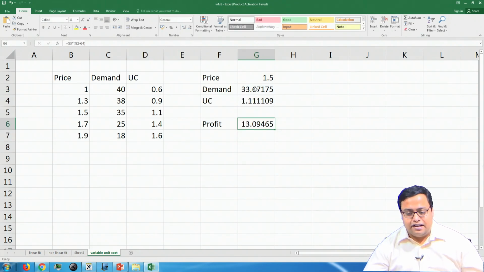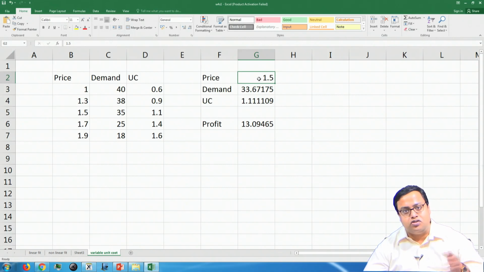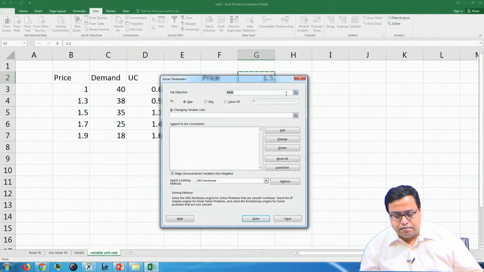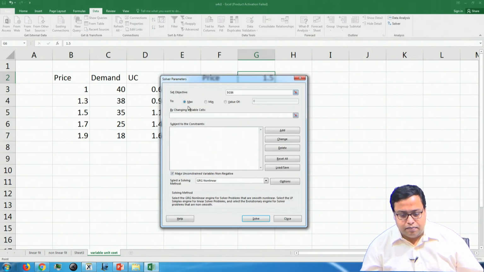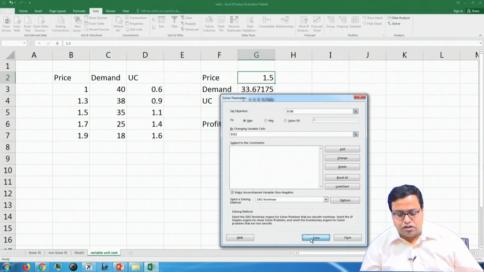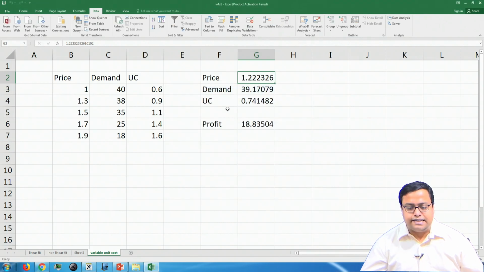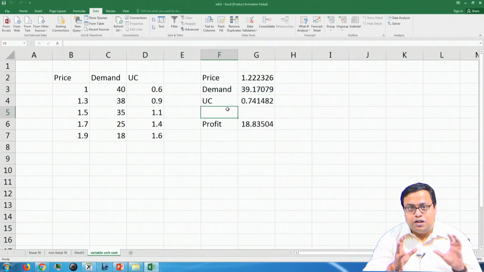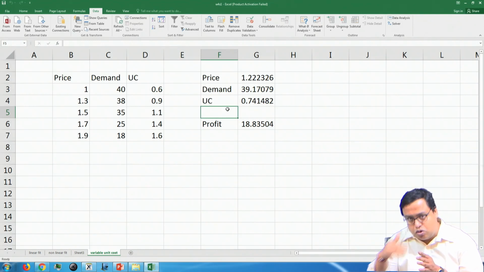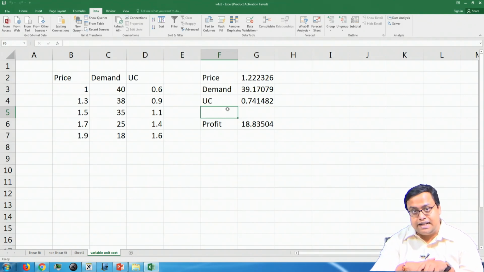Now, see, demand is dependent on price and unit cost is dependent on demand. That means, the only variable that is actually floating around is the price. So, I have to maximize my profit by changing price, and price has to be non-negative. Solve, got a solution, and it says the price should be 1.22. So, here it is a little bit more of a mixture, where the unit cost is also dependent on your price through demand. So, that is something that is interesting.